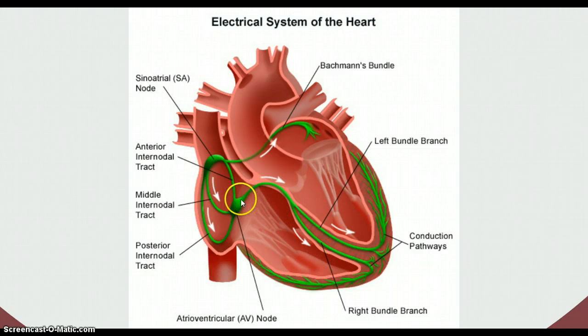And your atrioventricular node will send the action potential down this way in your bundle of His, and it's made up of a left bundle branch and a right bundle branch. And it'll go to the Purkinje fibers right here. And these allow your heart to contract, your ventricle to contract.